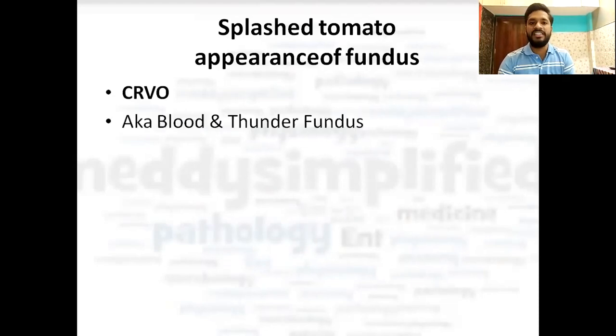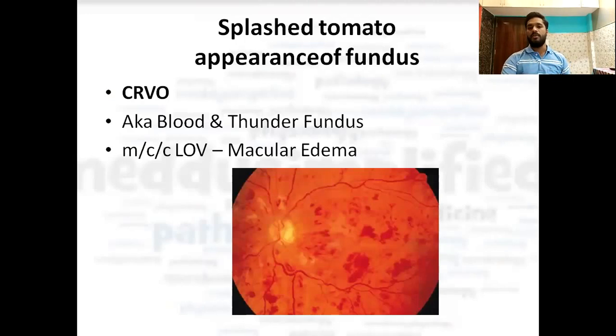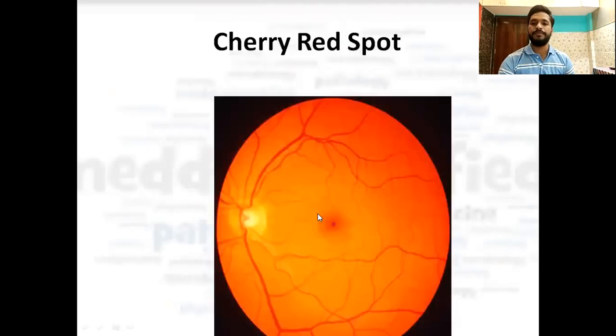Now talking about the splashed tomato appearance of the fundus, right? It is usually seen in CRVO. It is also known as blood and thunder fundus. And the most common cause of loss of vision in CRVO, that is central retinal vein occlusion, is macular edema. This is also a question many times asked in exams, and this is how a splashed tomato or blood and thunder fundus looks like.